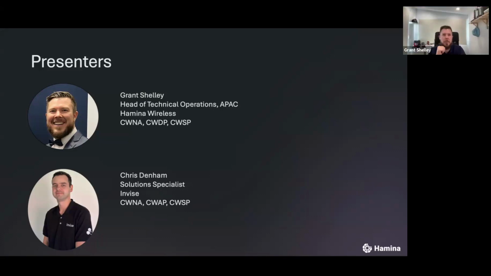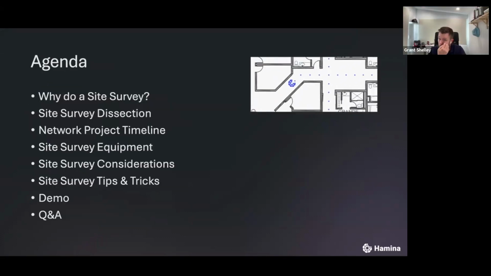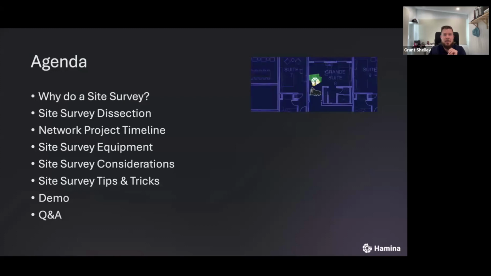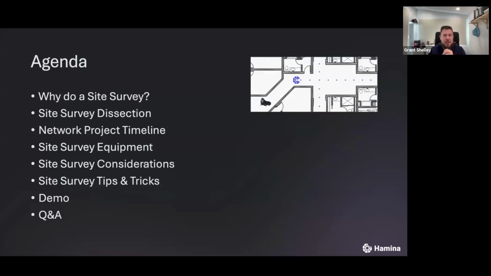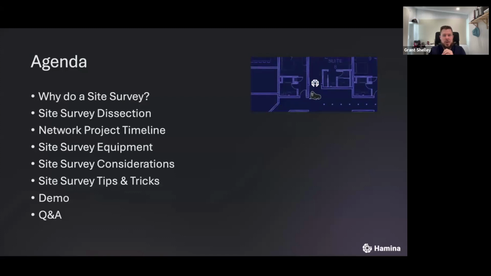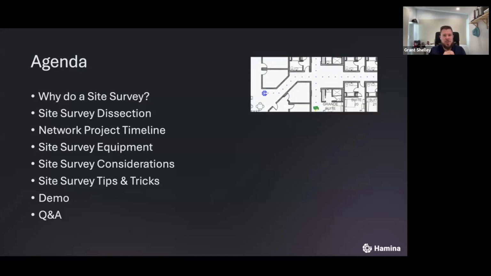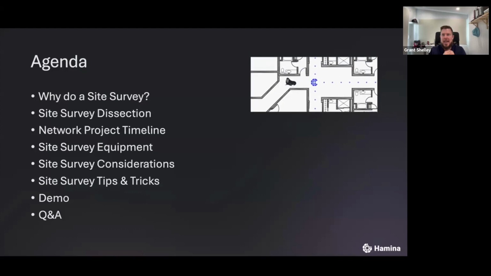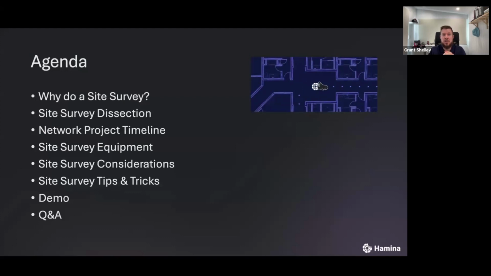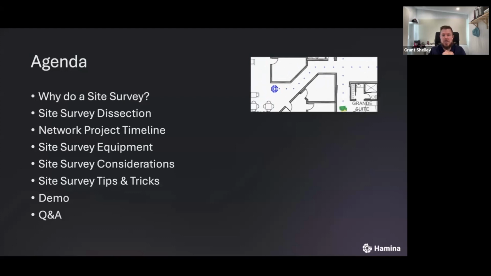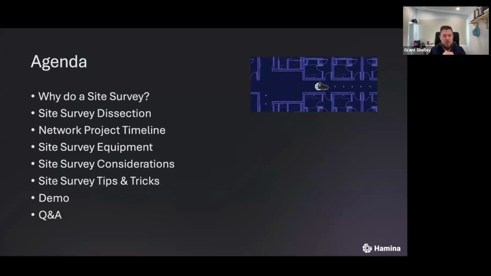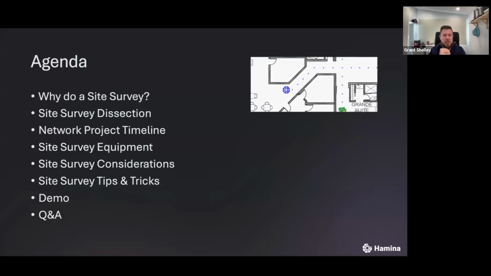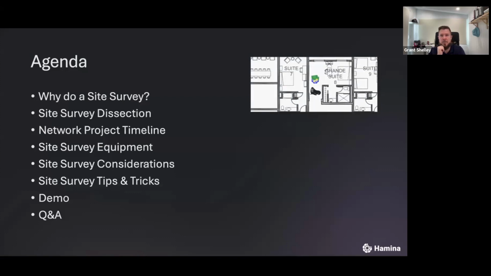All right, awesome. Okay, so just a quick overview of the agenda. There's a lot of stuff that we're going to talk about relating to site surveys. I thought it would not only be to show the product, but also just to go through how do we actually get to the site survey phase of things. We'll spend a bit of time with that, and then we'll get into a bit of a live demo and hopefully a bit of a Q&A as well.